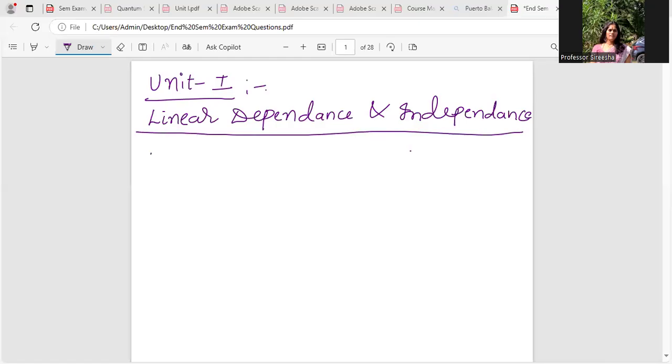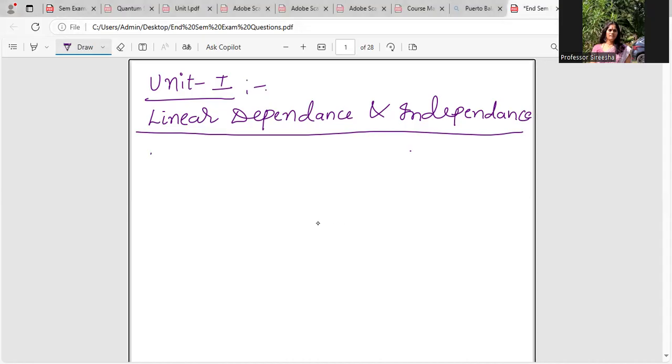Okay, so today's topic is linear dependence and independence. Coming to the definition of linear dependence and independence, there's a formal definition. Informally, you can check whether a vector is dependent on the others by going with the intuition, but the formal definition goes like this.